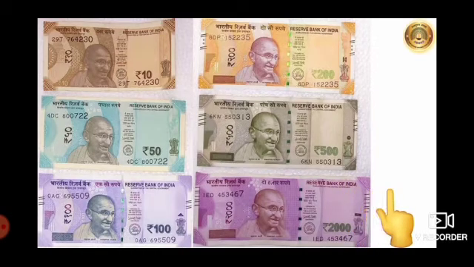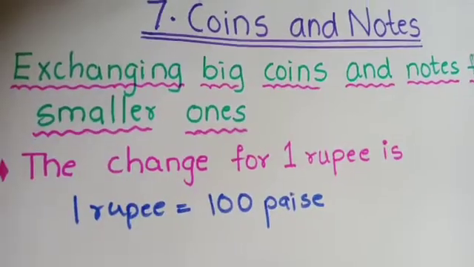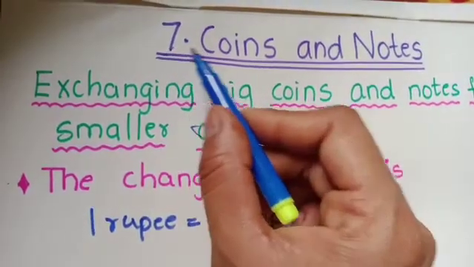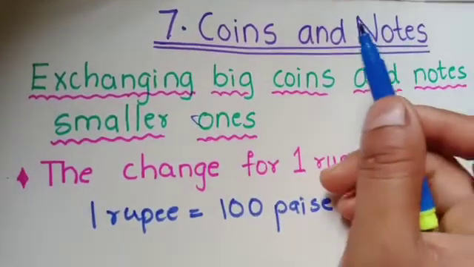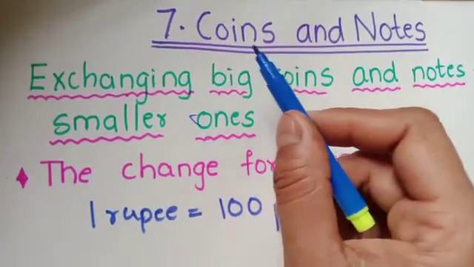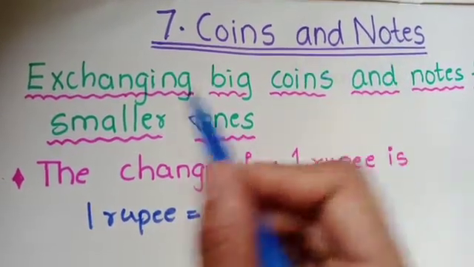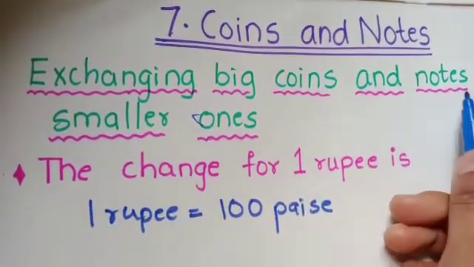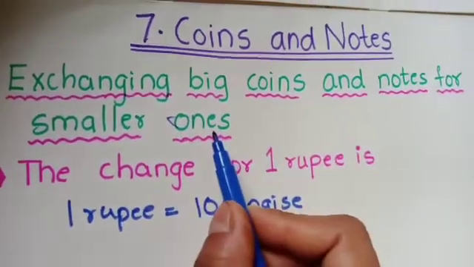And now we will learn more about exchanging big coins and notes for smaller ones. So let us start now. Today we will start with a new lesson number 7, coins and notes. As in third standard also you have learnt about this topic. Today we will see exchanging big coins and notes for smaller ones.